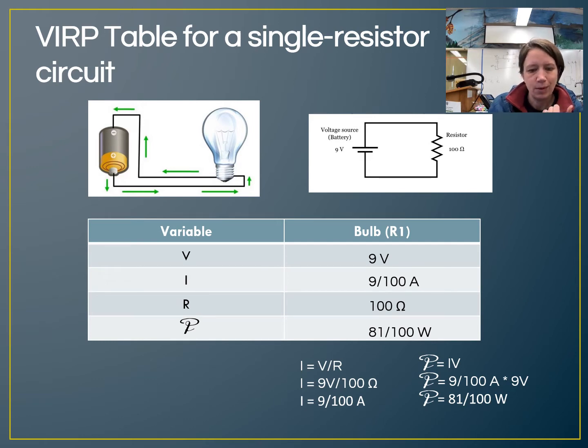Going down there. Remember our common sense rules. So current is going to be the same everywhere in the circuit. So if we have 9/100ths of an amp leaving the battery, that's the same amount that is going to go through the resistor, and the same amount is going to return to the battery. And the power that's used up at that resistor, 81/100ths watts, must be exactly the same amount of power that the battery is putting out every second by conservation of energy.